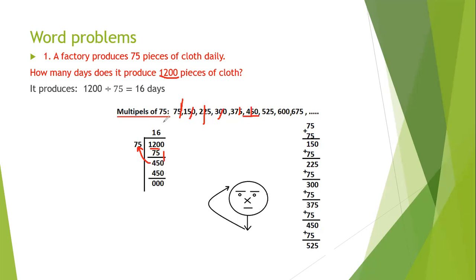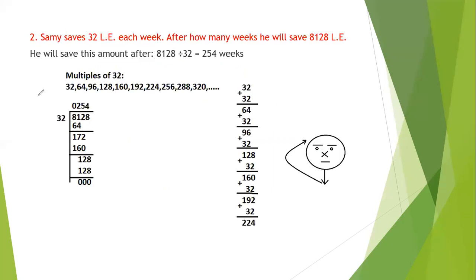To check your answer, multiply the quotient by the divisor. The answer is 1,200. So it produces 1,200 pieces of cloth in 16 days.